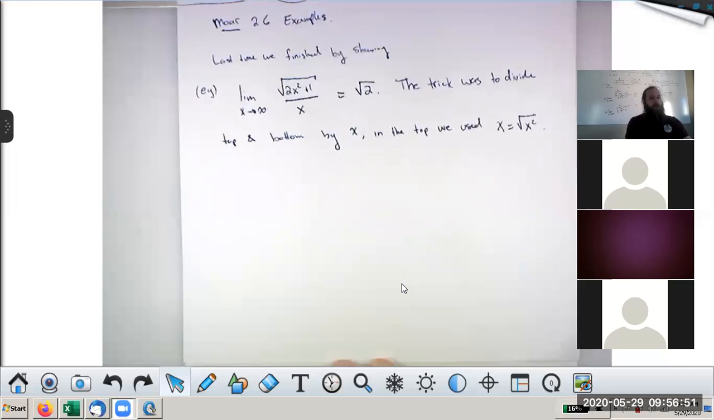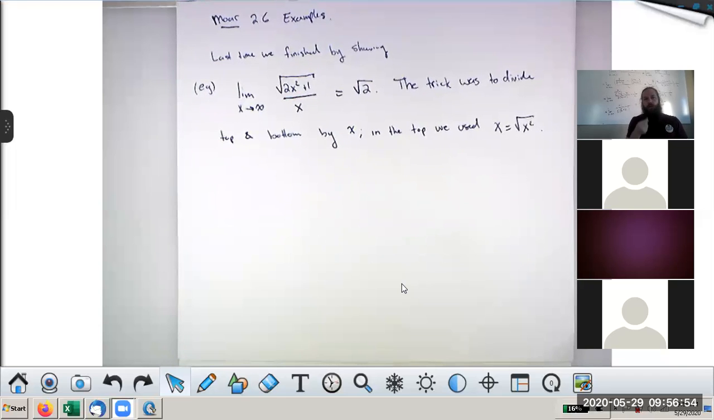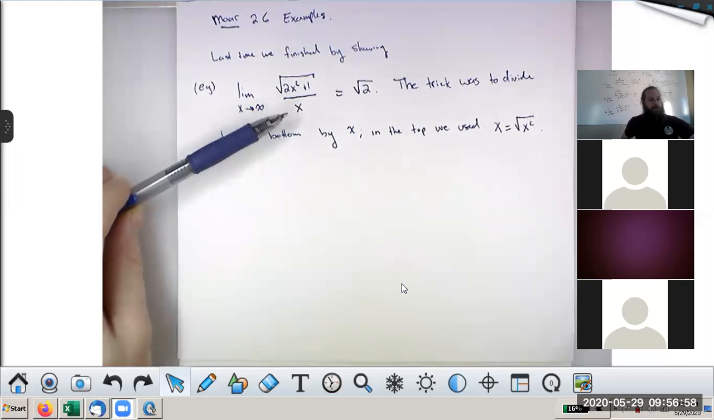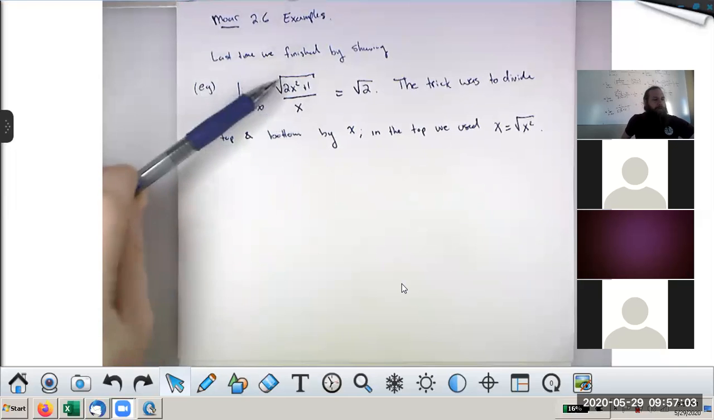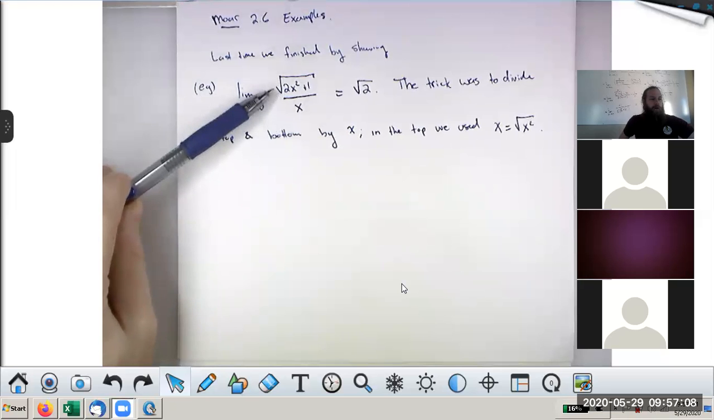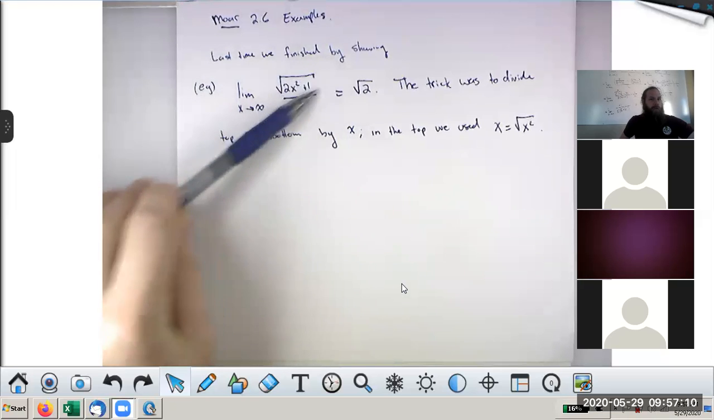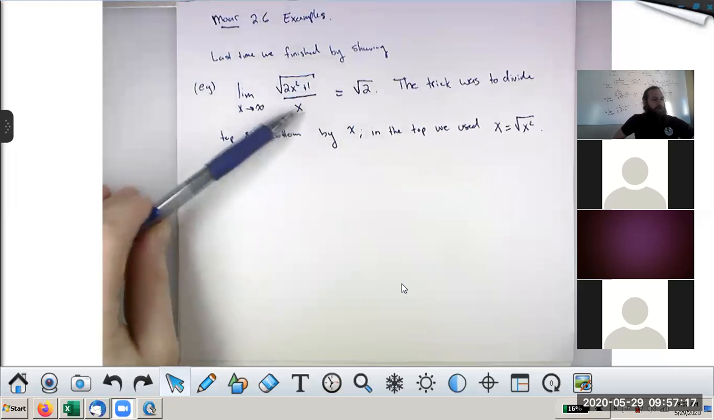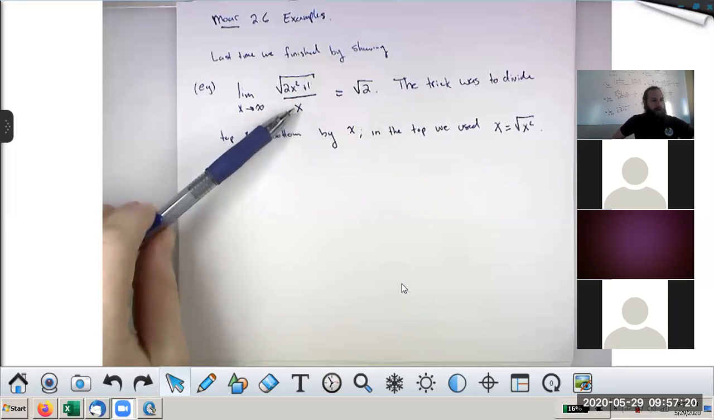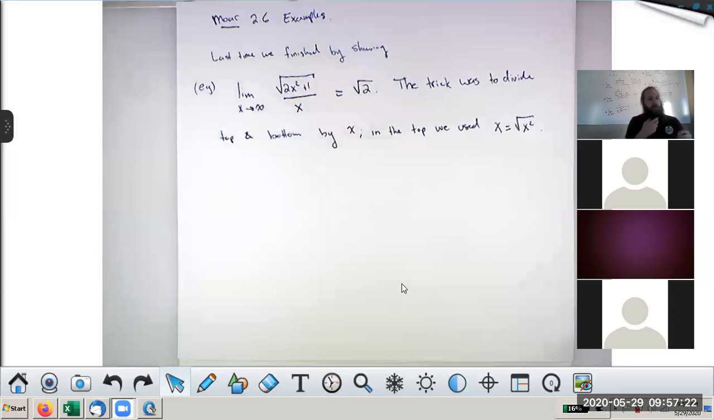So remember, the game is to divide top and bottom by the dominant term, whatever the dominant term is. Downstairs, the dominant term is clearly x because there's nothing other than x there. There's no other contender for the dominant term. Upstairs, you do have an x squared, but it lives underneath this square root. And since there's no algebraic way to simplify that square root, like I can't give it to those two terms separately because square roots hate addition, the only way to get around it was to divide top and bottom by x, and then to insert that x when I tried to divide in the top as the square root of x squared.